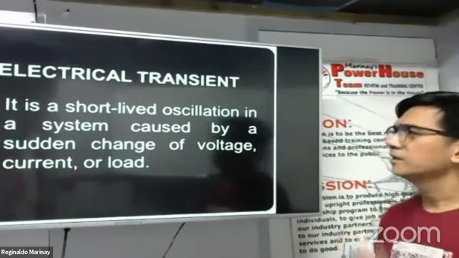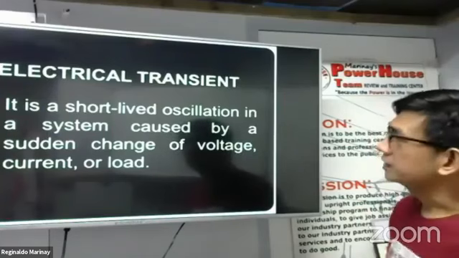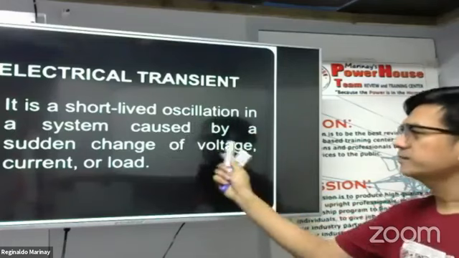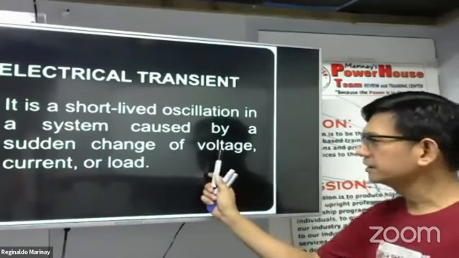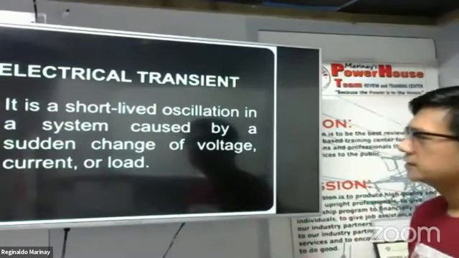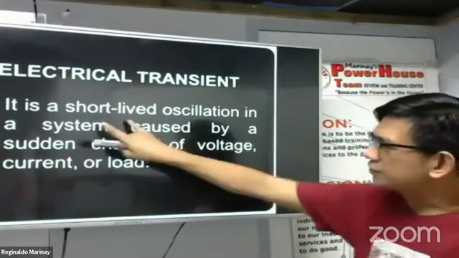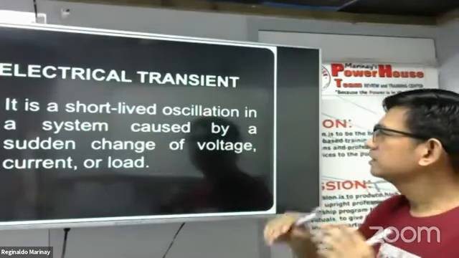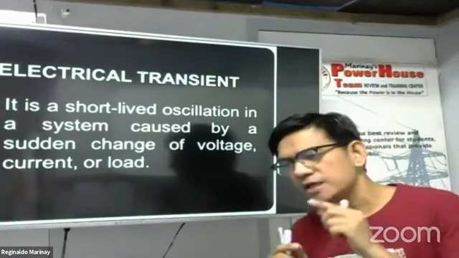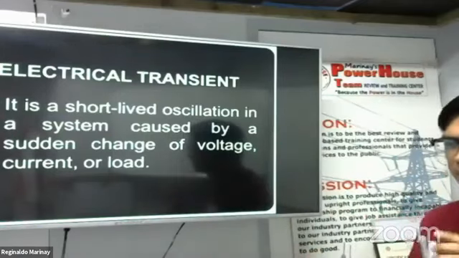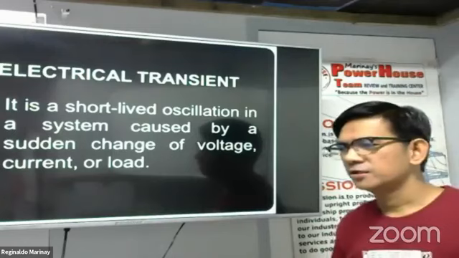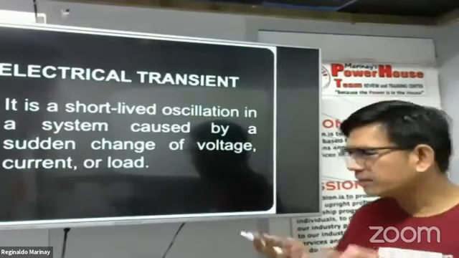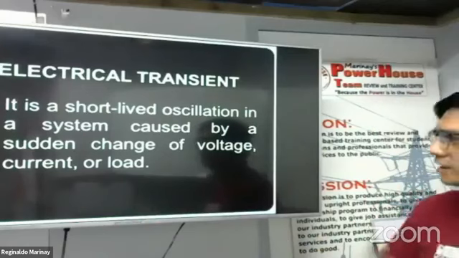Electrical transient, okay, let us discuss this. It is a short-lived oscillation in a system caused by a sudden change of voltage, current, or load. If we mean transient, it is short-lived, ibig sabihin, maikli lang. Oscillation meaning there is a change in magnitude or value of our, let's say, current or voltage, or even power.